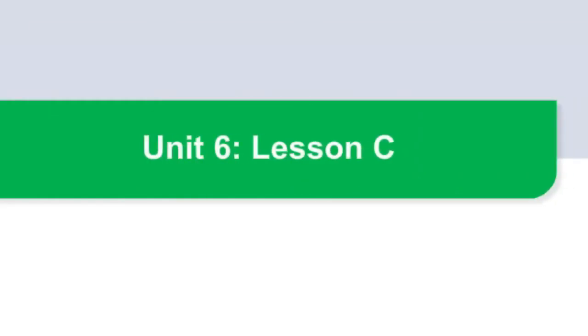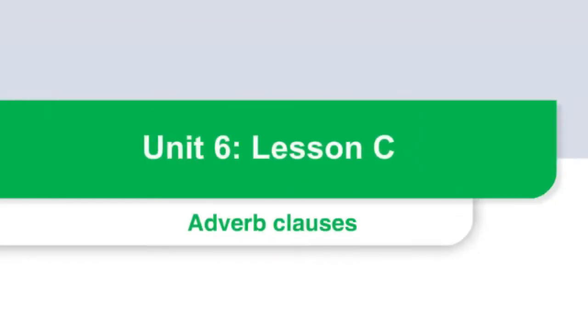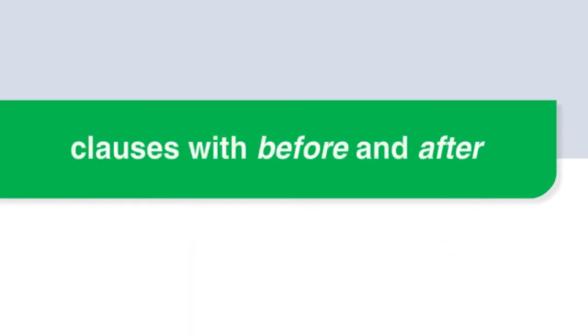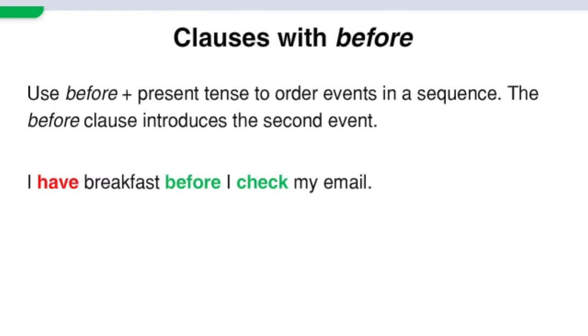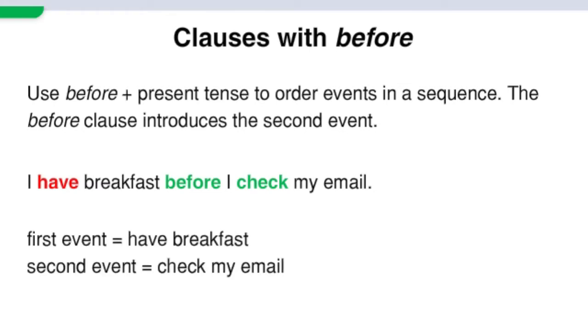Unit 6, Lesson C, Adverb Clauses. Clauses with before and after. Clauses with before. Use before plus the present tense to order events in a sequence. The before clause introduces the second event. I have breakfast before I check my email. The first event is have breakfast. The second event is check my email.